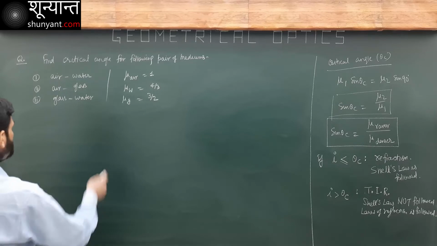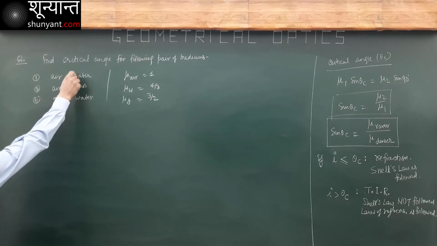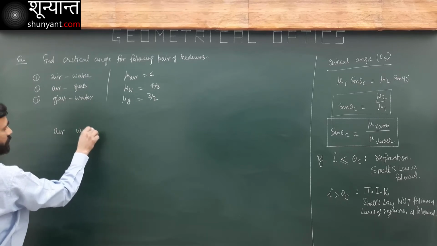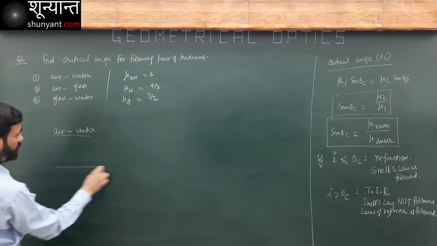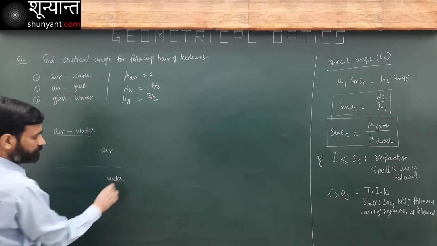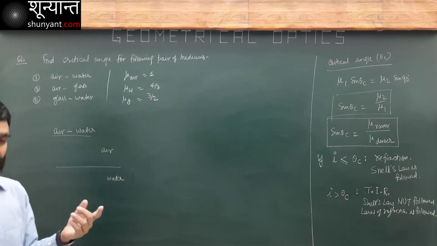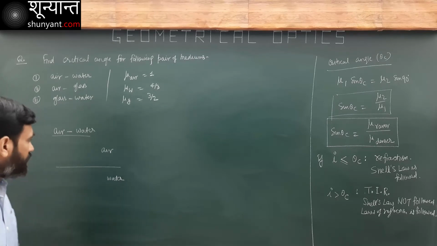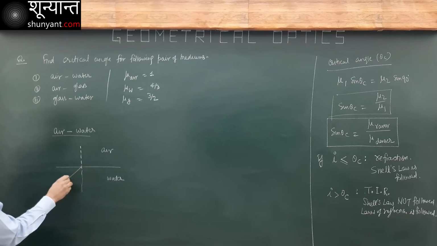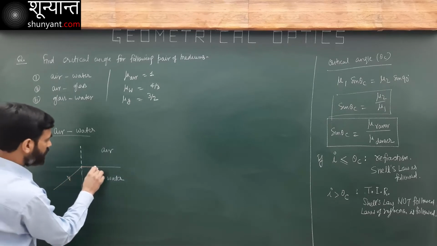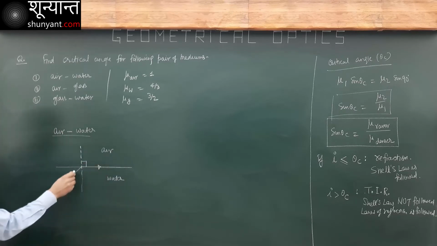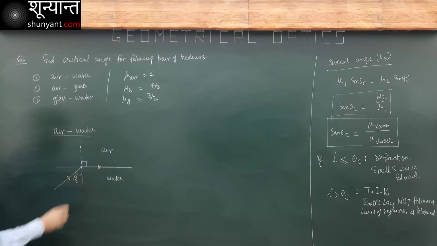Okay, it's like this. Air, water. Let's look at this. This is air, this is water. Critical angle forms in the denser medium. It is the angle in the denser medium for which the angle of refraction in the rarer medium becomes 90 degrees. This is known as the critical angle.